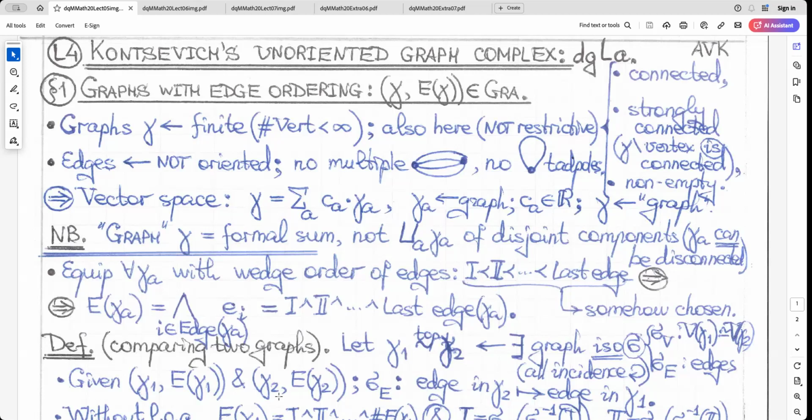We take a vector space of graphs with real coefficients. Just a huge vector space. Of course, it is stratified by components with that many vertices and that many edges. And by default, we shall always sit in a homogeneous component with a suitable number of edges.